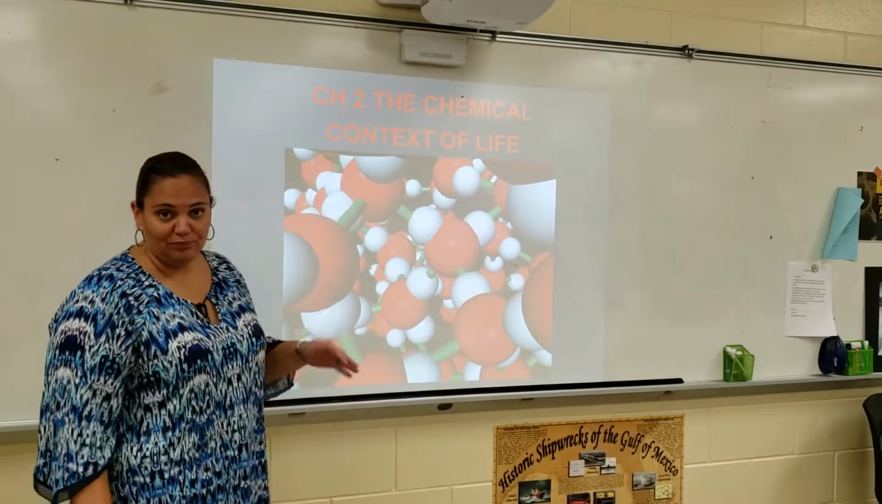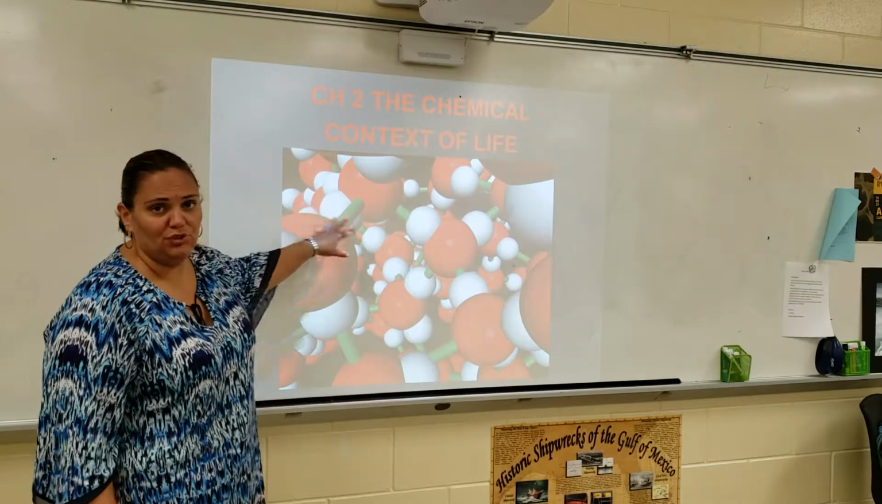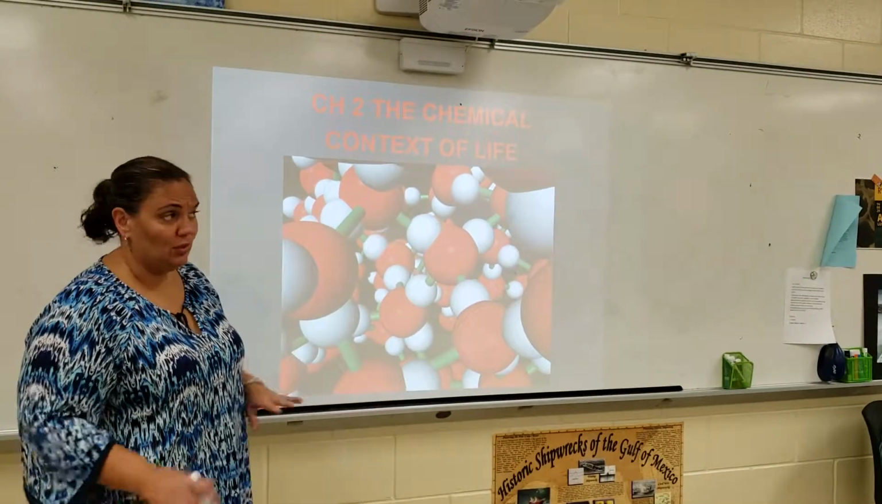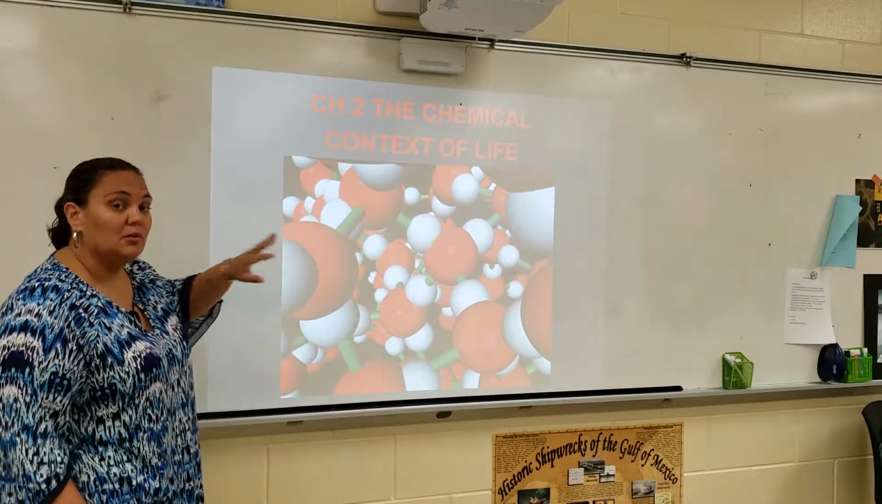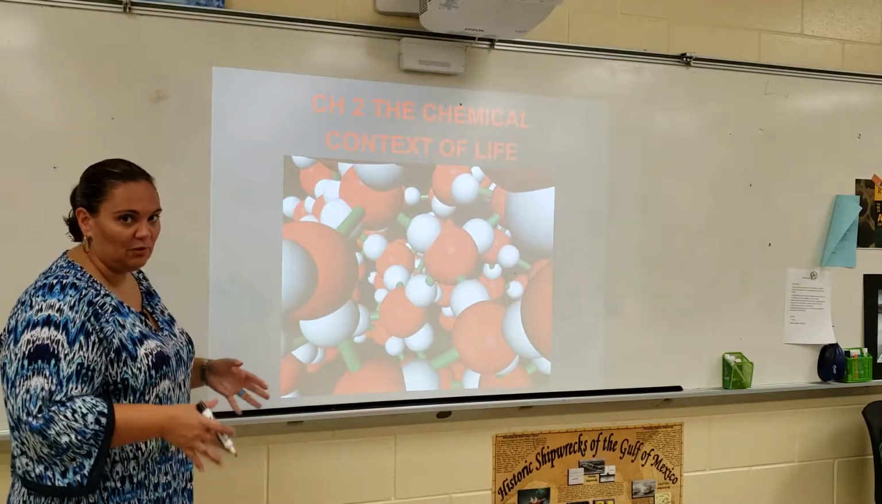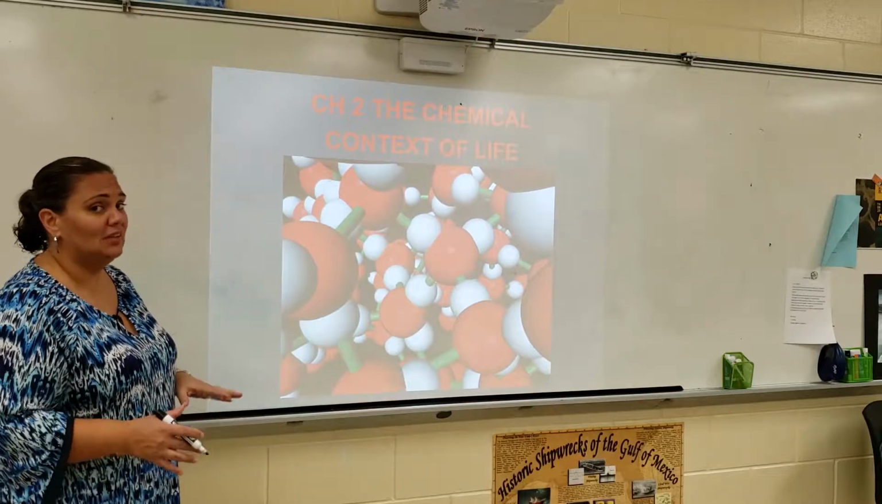All right, so this is our first chapter for BSC 2010C. It's chapter 2. Due to time constraints, we had to skip chapter 1. It's the chemical context of life. But before we can dive into that, we first have to identify what characteristics you have to have in order to be considered a living thing.